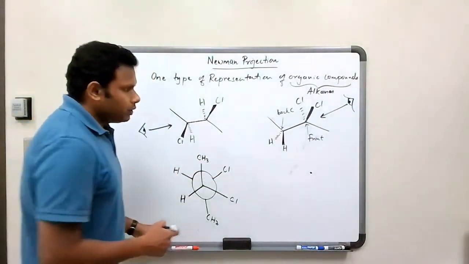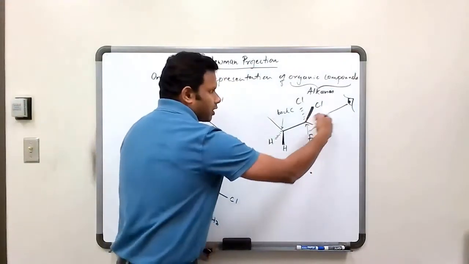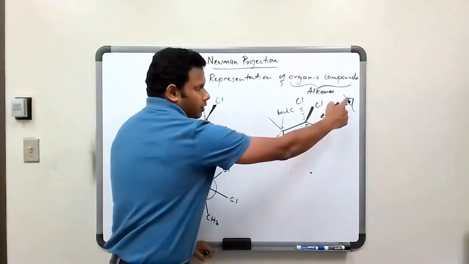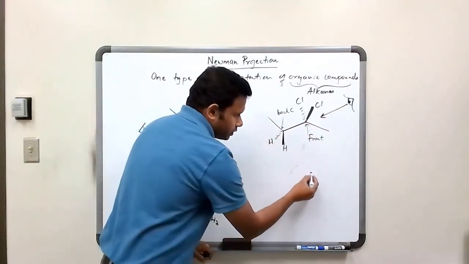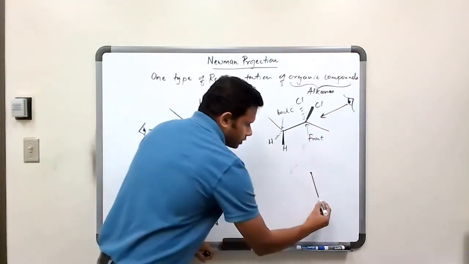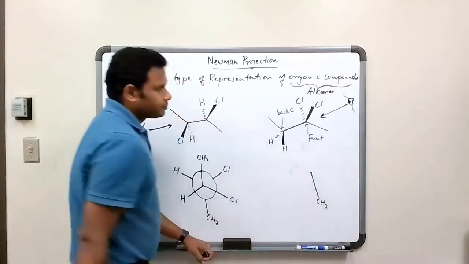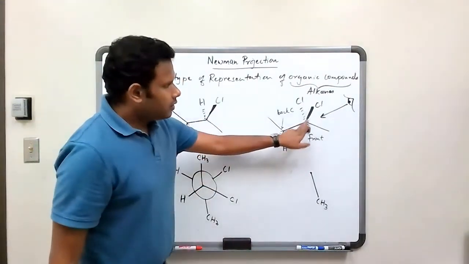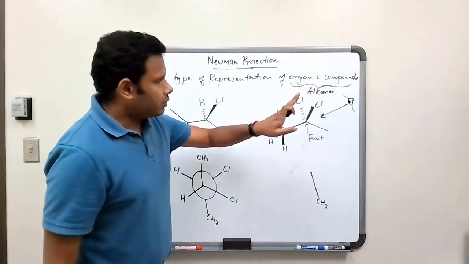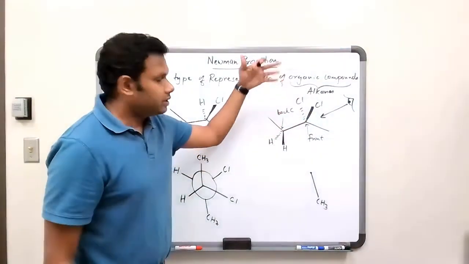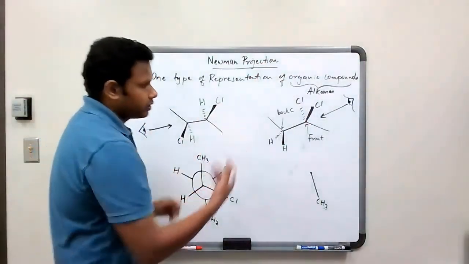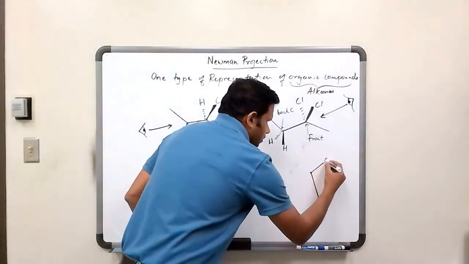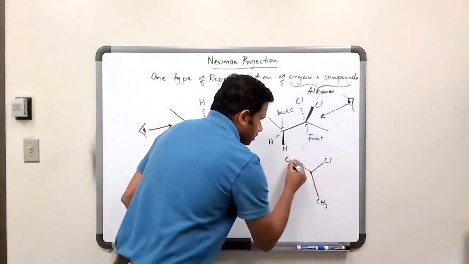Okay, so we have our front carbon looking from there. And on the front carbon, there is a methyl that's pointing down. So I draw a methyl pointing down, CH3. And the chlorine is on a wedge coming out, and there is a chlorine on the dash going in. So that means there are chlorines to the left and to the right when I'm looking from there. So chlorine and chlorine.